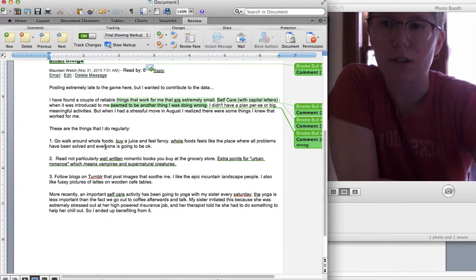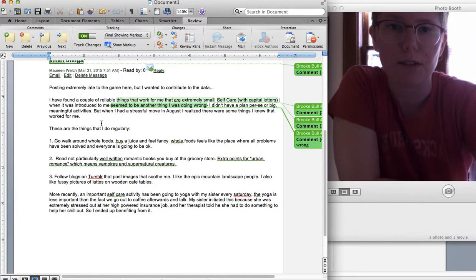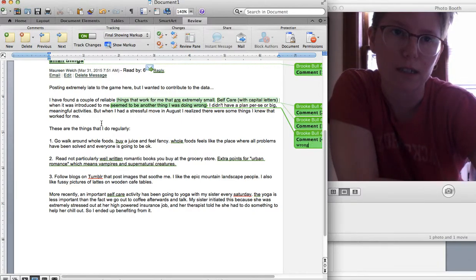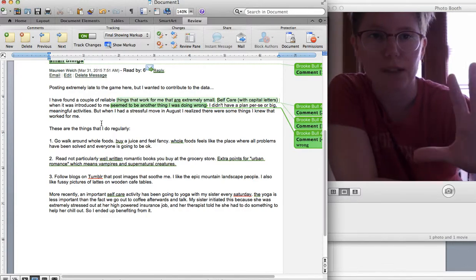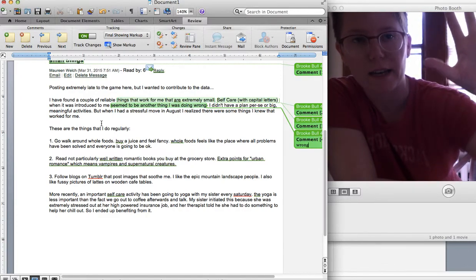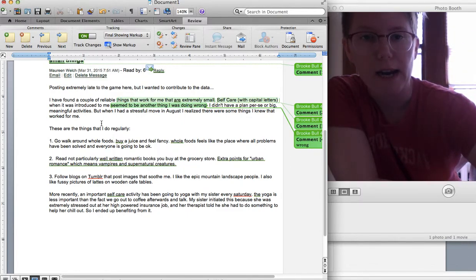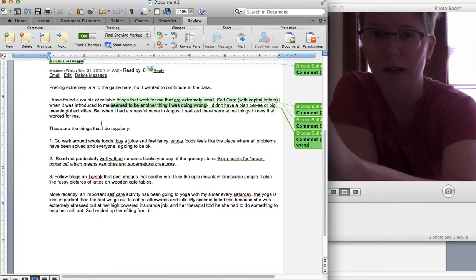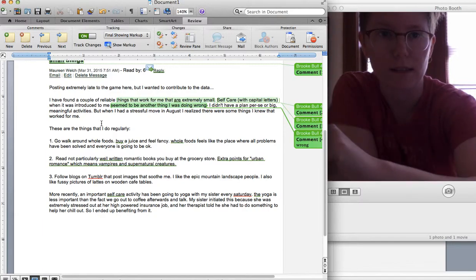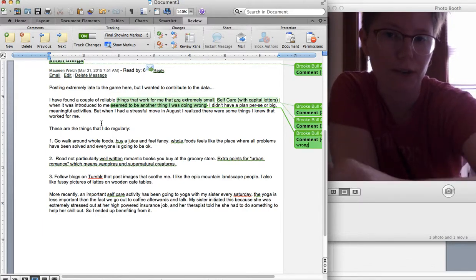So even in the first, what have I got, 1, 2, 3 lines of this post, I'm starting to construct a theory that Maureen has this idea of self-care with a capital S that is external and easy to fail at. And then there's this other axial code that I want to build that's about small things that she does that work for her to do this little s self-care.